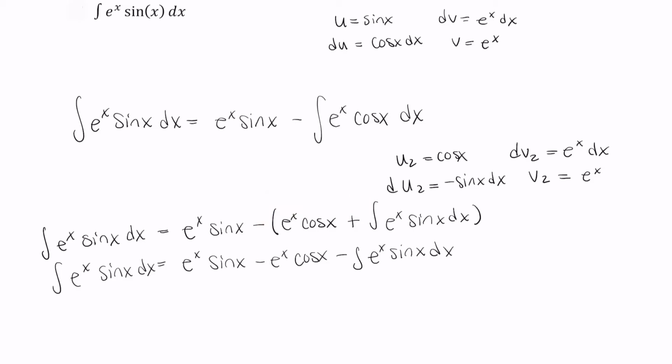And then all I did here was distribute the negative sign. And what do you notice? Well, we end up with another integral that would require parts. But luckily, we end up with negative e to the x sine x dx, and we have a positive e to the x sine x dx. So let's add the integral of e to the x sine x dx to both sides.